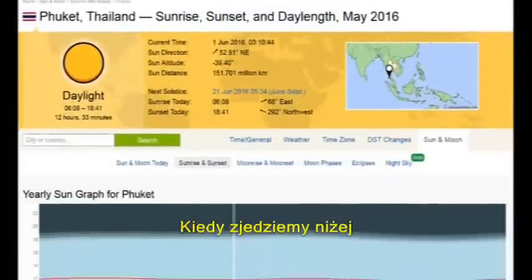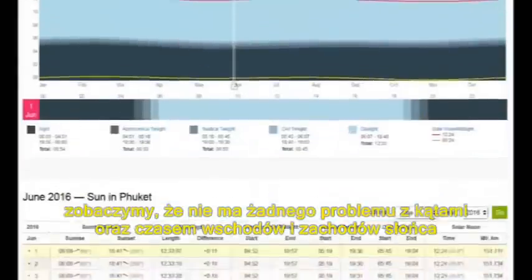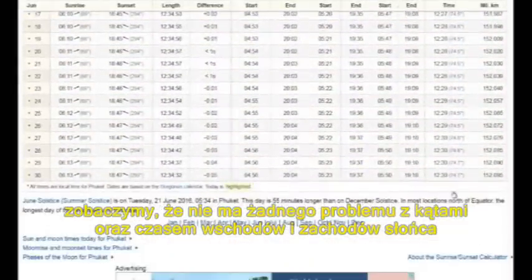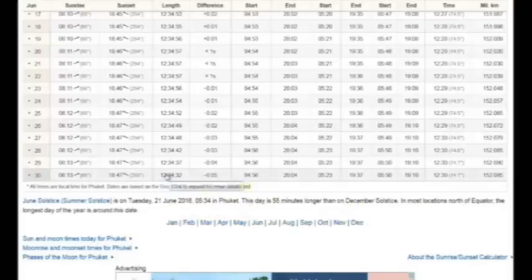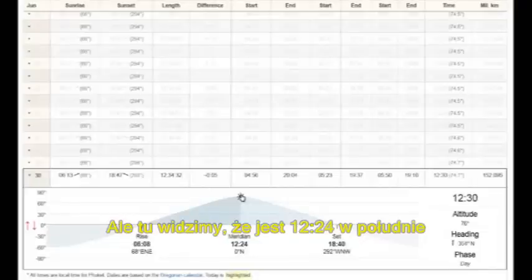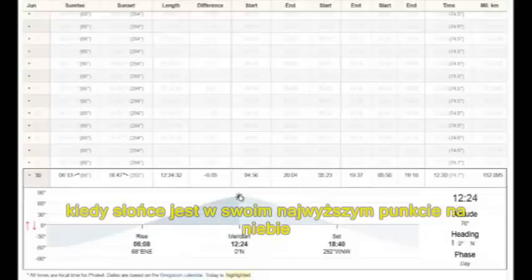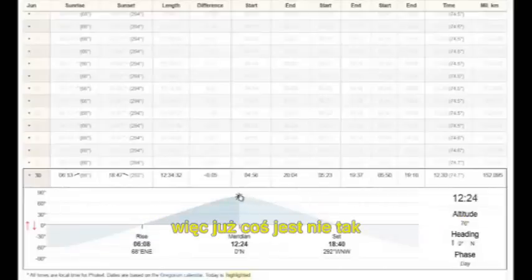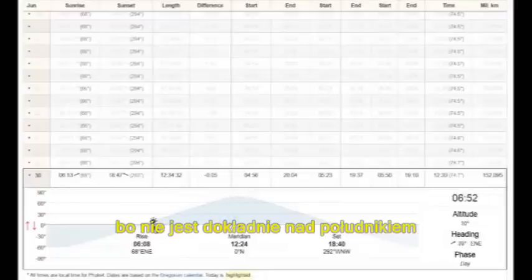And we'll see when we go down here that there is no problem with the angles and the times of the sun rising and setting. This does reflect how we actually see it based on perspective. But you can see here that it's 12:24 at the meridian when the sun is at its highest point. So it's already out of whack with us not being quite on the equator.